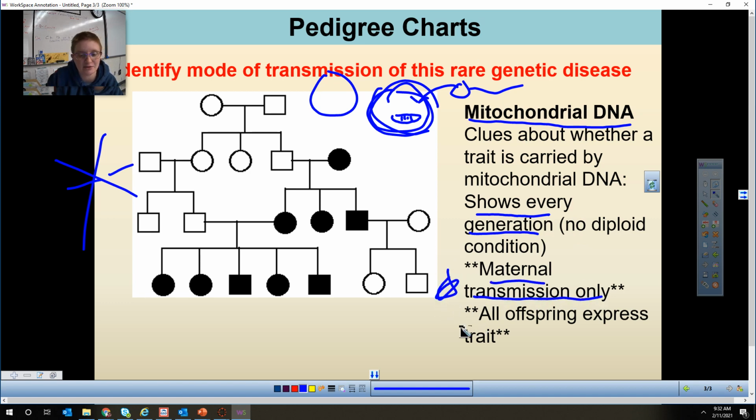That is the biggest thing. And also, all offspring will express that trait. So if mom has it, everybody's got it. Okay? So here, mom has it, everybody's got it. Mom has it, everybody's got it. Dad has it, nobody's got it because mom has to be the one to pass that on.